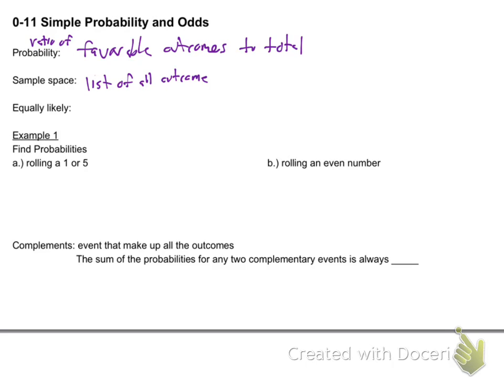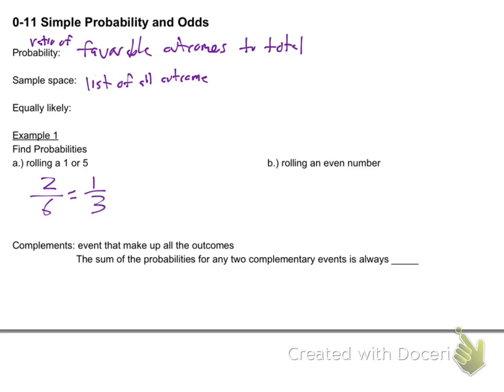So find the probabilities of rolling a 1 or a 5. We're saying we're rolling the die. So how many are favorable? Which ones am I going to say is okay to get? If I'm okay with rolling a 1 or a 5, how many outcomes am I okay with? I'm okay with 2 outcomes, 1 or 5. How many outcomes total are there on a die? 6. So it's 2 out of 6, or reduce it to 1 in 3. I have a 1 in 3 chance of getting a 1 or a 5.